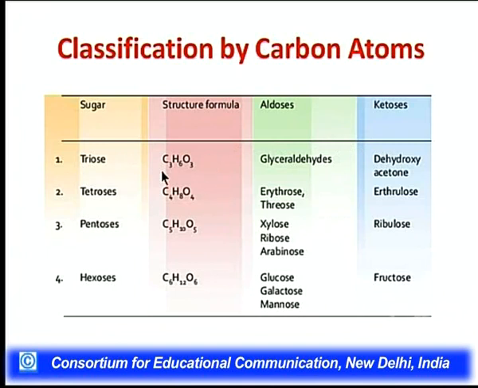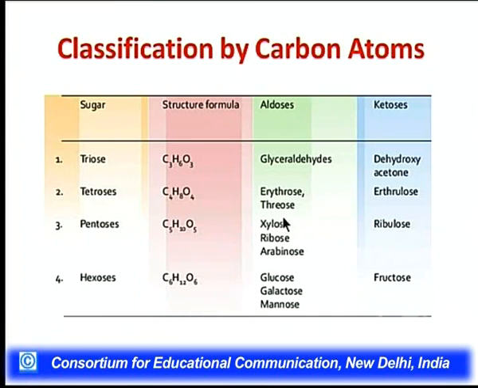Now if I talk of tetroses, we have 2 examples, which are erythrose and threose. We are adding ose again at the end, which tells us that this is a carbohydrate. Examples of pentoses: if I talk of an aldose, it will be xylose, ribose and arabinose. We can take these as examples.